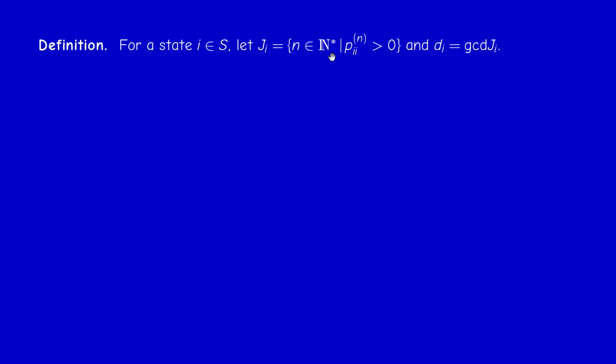What does this mean? n is in J_i if and only if there is a cycle or loop starting from i of length n. So I can go from i to itself in n steps, with n at least 1. So this is a set of positive integers. And we set d_i to be the greatest common divisor of J_i. Plus grand diviseur.